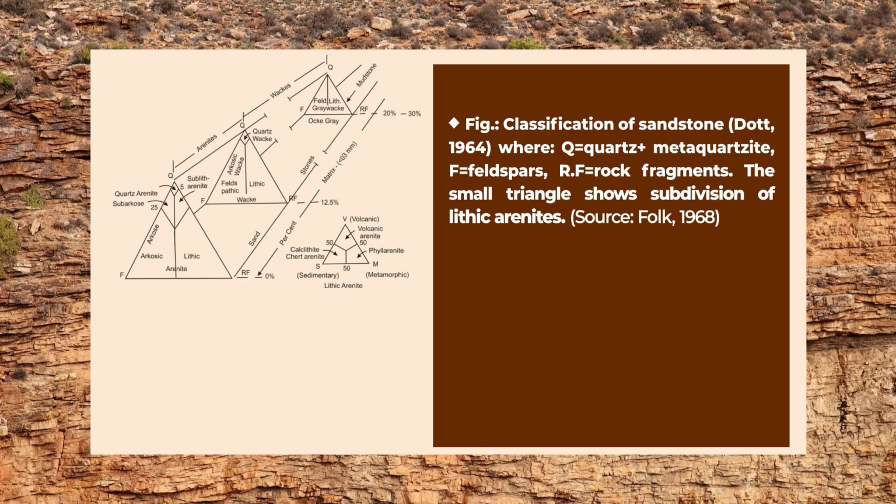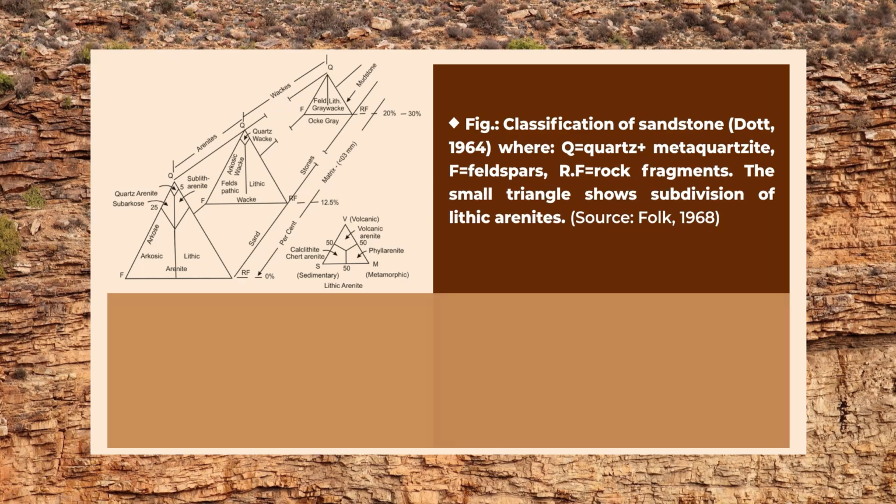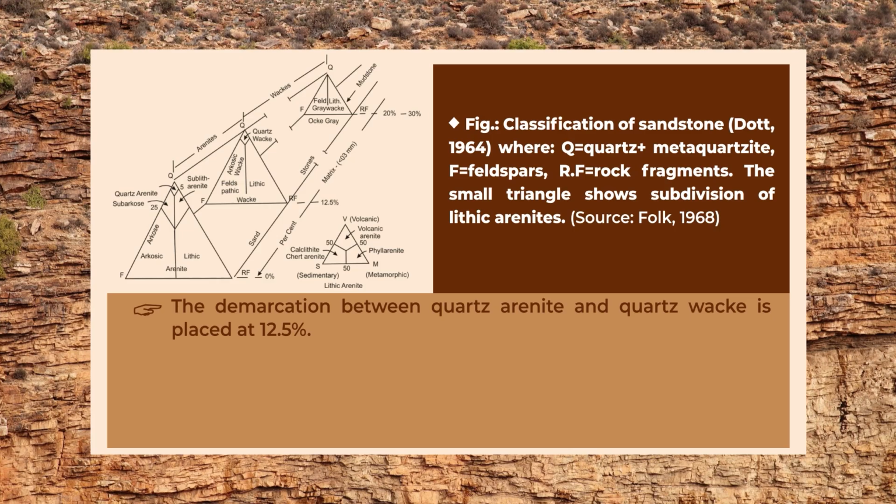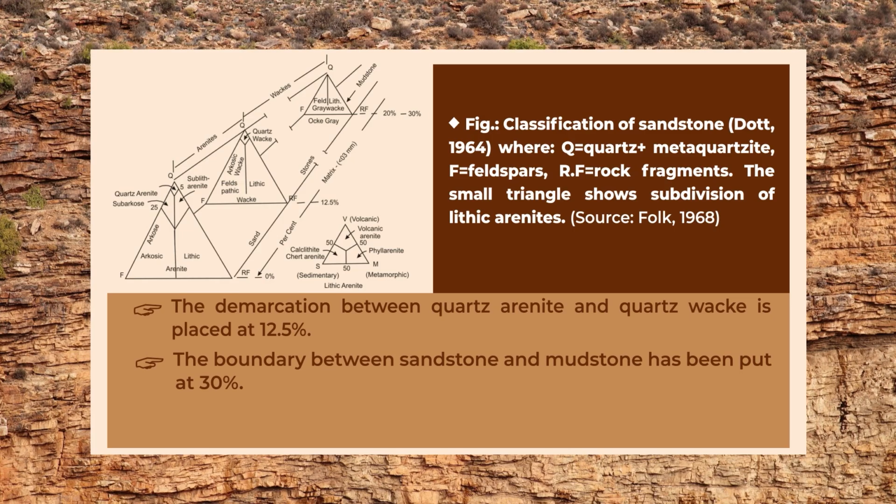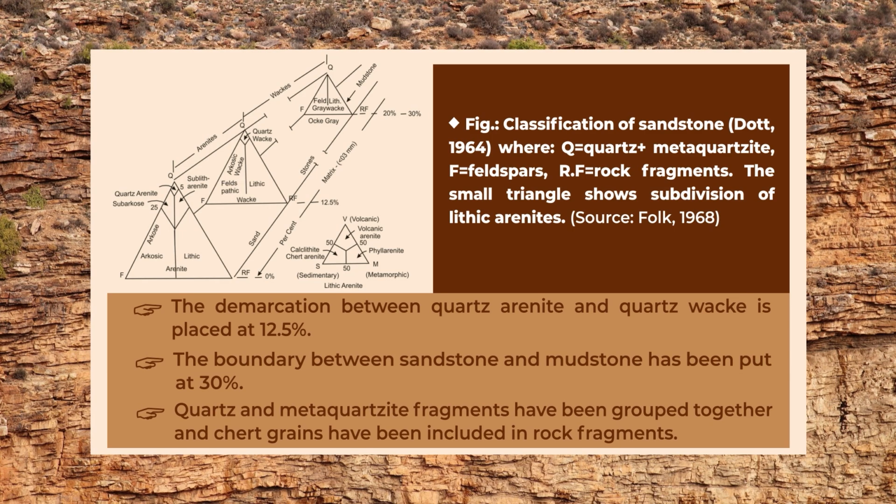F denotes the feldspars, and RF is rock fragments, and here this is the small triangle. This shows the subdivision of lithic arenites. Here you see this classification, Dodds classification. Here the demarcation between the quartz arenite and the quartz wacke is placed at 12.5.